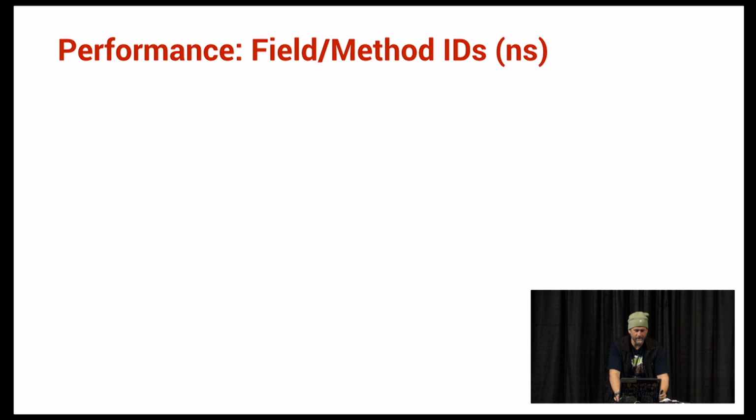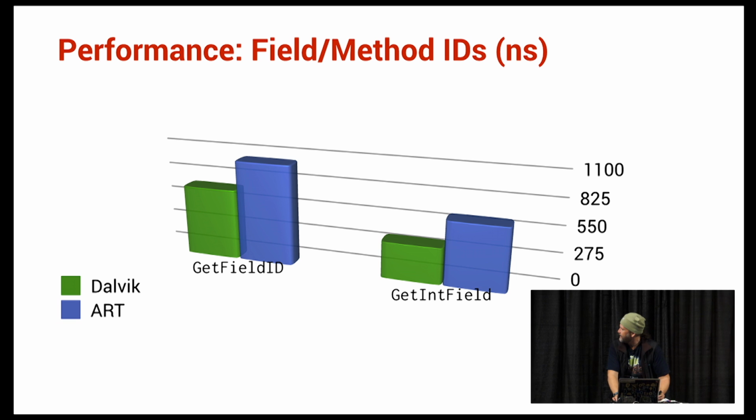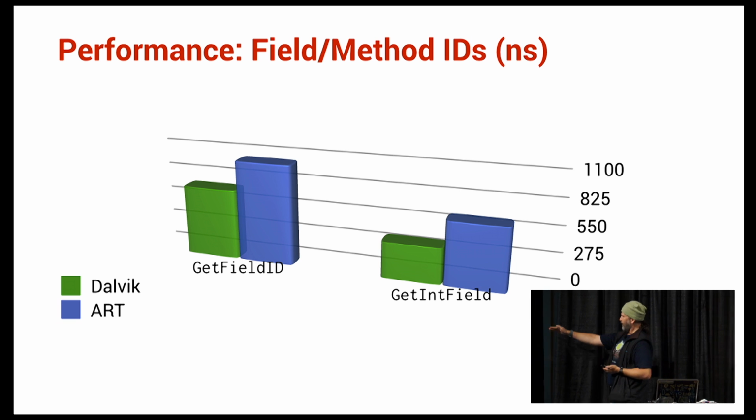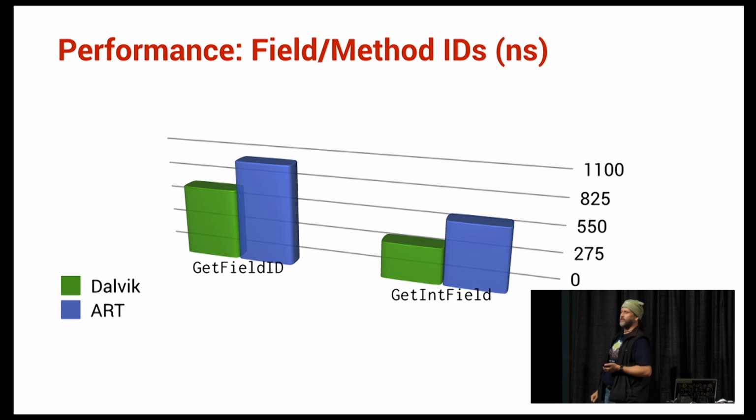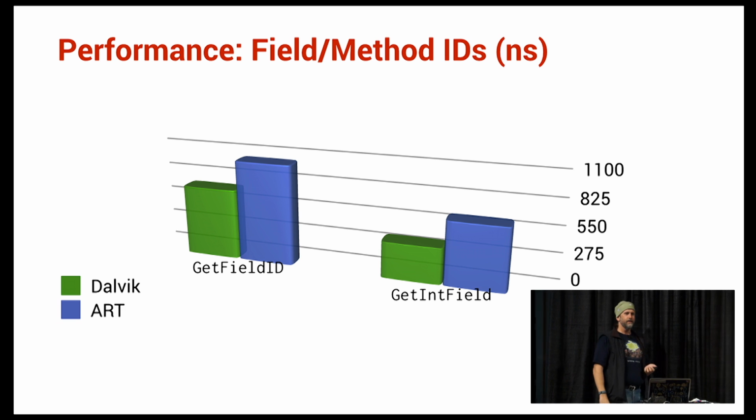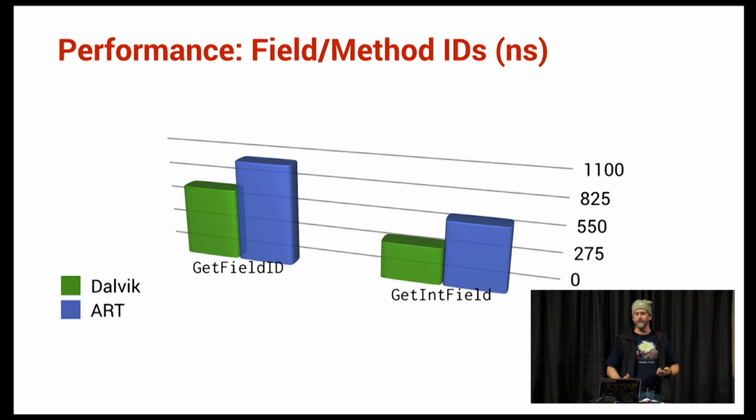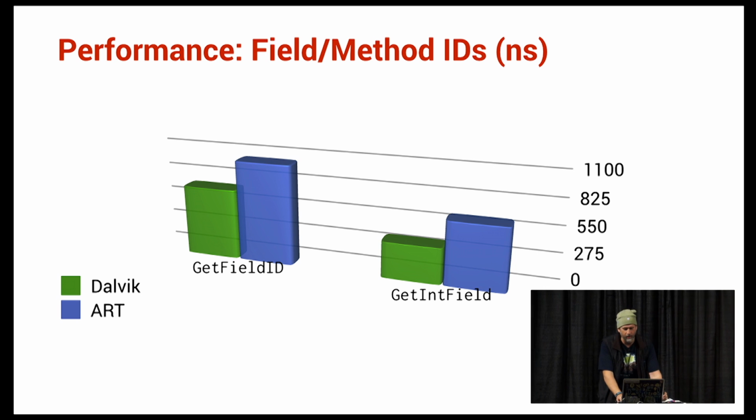All right, so let's talk about performance. So here is how it benchmarks on a Nexus 5 running KitKat and Marshmallow. And you'll notice something. ART takes longer. That's going to be, in general, a common theme. ART is more complicated than Dalvik in general.